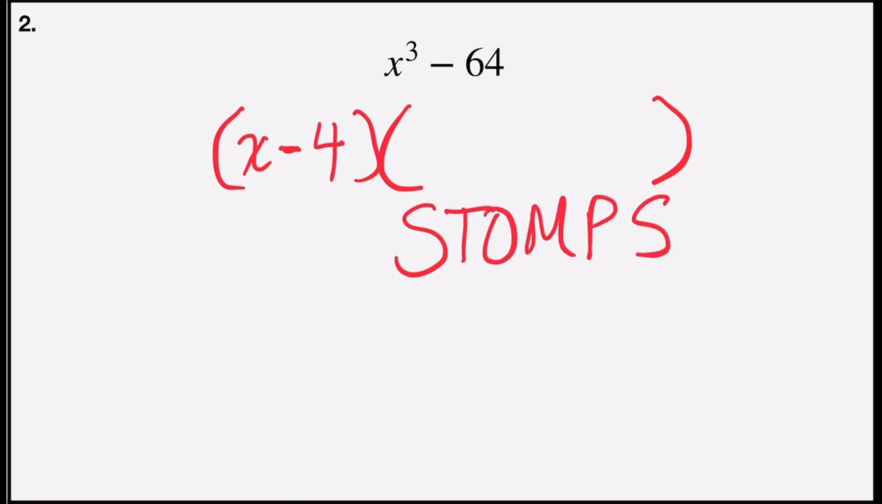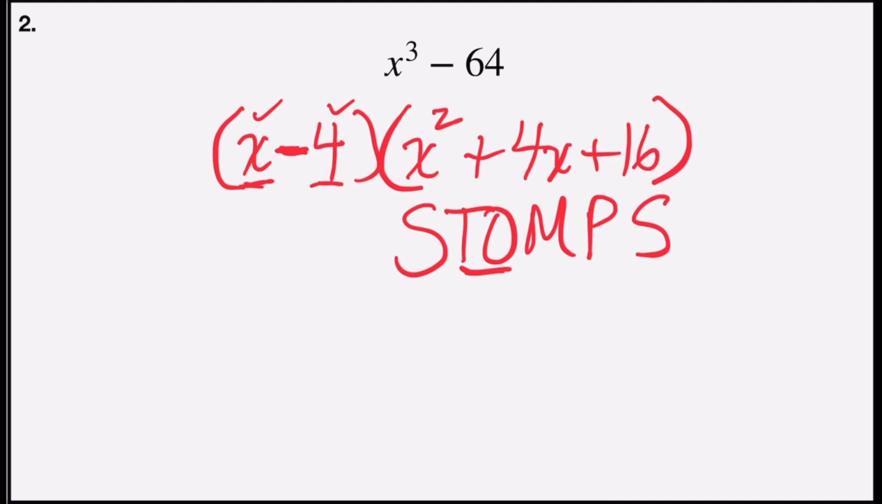STOMPS. So S stands for square. I'm going to square x, the first term, and get x squared. TO stands for the opposite, so the opposite of minus is plus. The M stands for multiply, so I'm going to multiply x by 4 and get 4x. P stands for positive. That sign right there is always positive. And again, S stands for square, so I'm going to square the 4 and get 16. And so my answer is x minus 4 times x squared plus 4x plus 16.